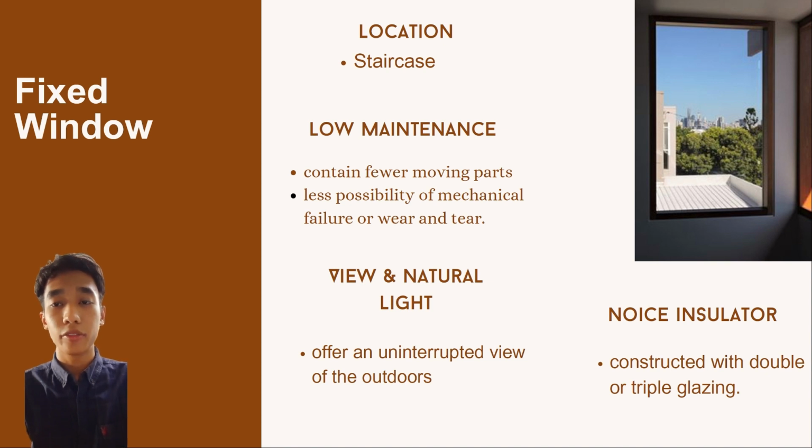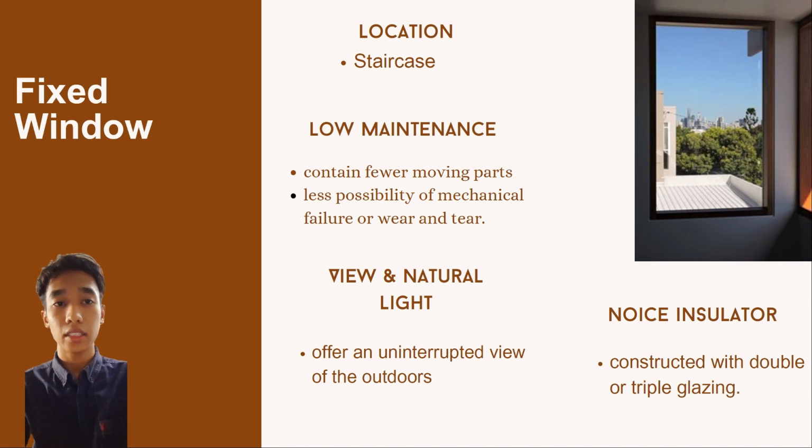Next, the fixed window is the type of window selected for the staircase area. The type of fixed window chosen is a single pane window and its material is wood. One of the suitabilities is from the aspect of view and natural light. Fixed windows are perfect for catching scenic views and letting in plenty of natural light. They offer an uninterrupted view of the outdoors, making them popular in locations with beautiful scenery.